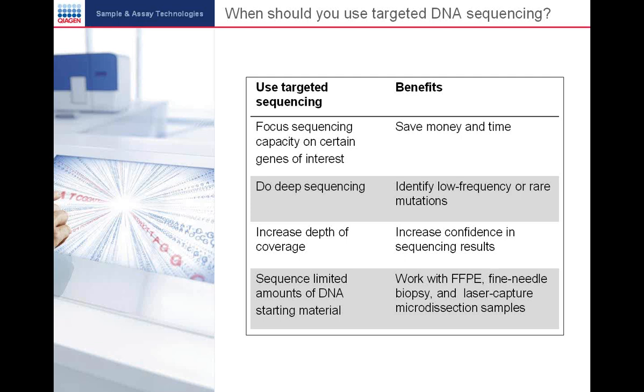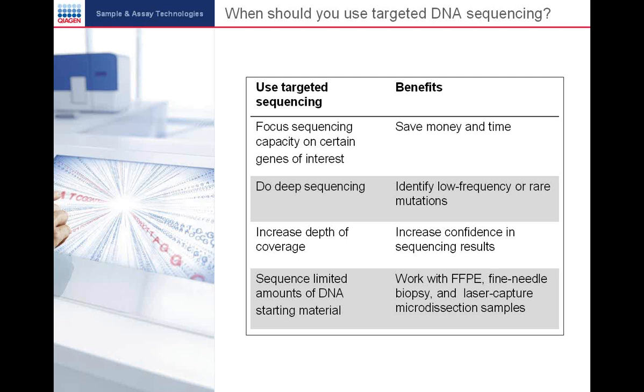And third is to increase depth of coverage, which increases confidence in sequencing results. How does depth of coverage translate into increased confidence? Next-generation sequencing has higher error rates compared to Sanger sequencing, so each base has to be sequenced many, many times in NGS, a parameter known as depth of coverage. The higher the depth of coverage, the more confident one is in sequencing results. This can be easily achieved with targeted DNA sequencing.